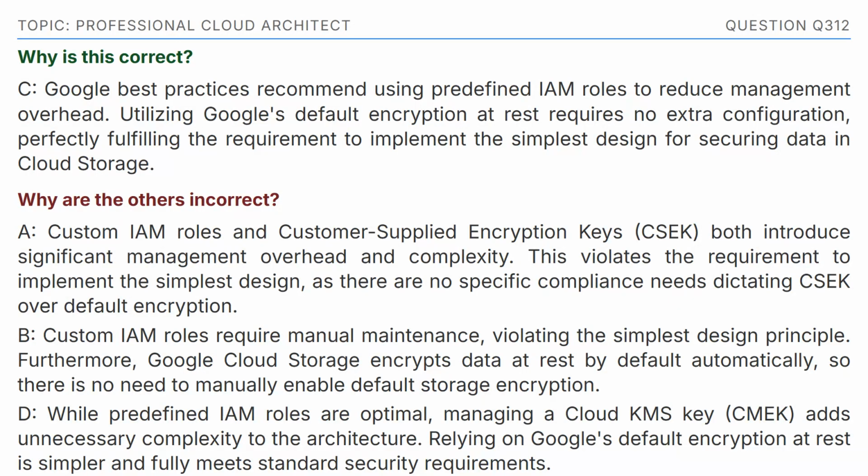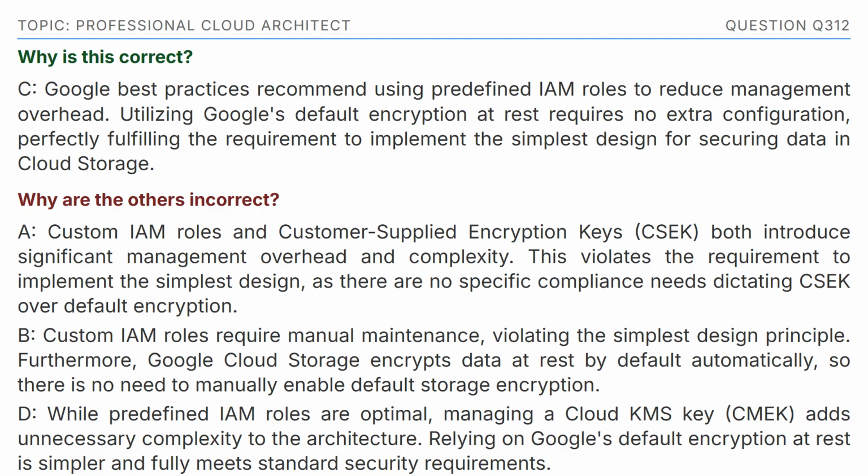Why is this correct? C. Google best practices recommend using predefined IAM roles to reduce management overhead. Utilizing Google's default encryption at rest requires no extra configuration, perfectly fulfilling the requirement to implement the simplest design for securing data in cloud storage. Why are the others incorrect?